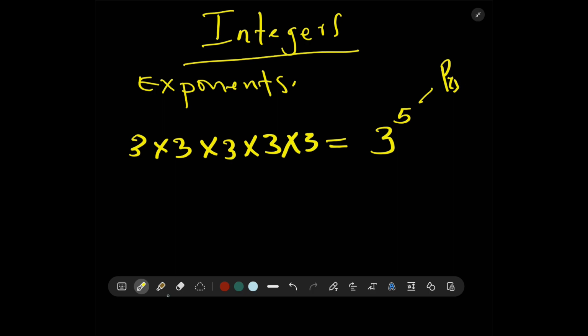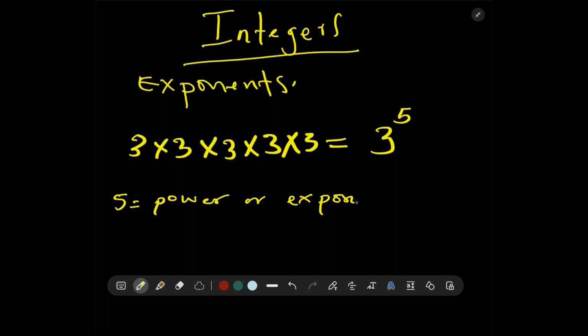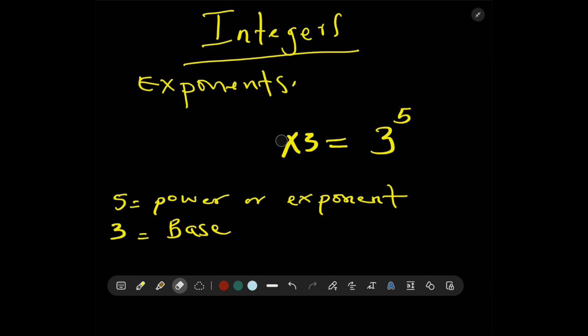Let me write this down. The 5 is called the power, or exponent, and the 3 is what we call the base. Let me tell you how we say it in English. If you want to write it down, we say 3, 5.